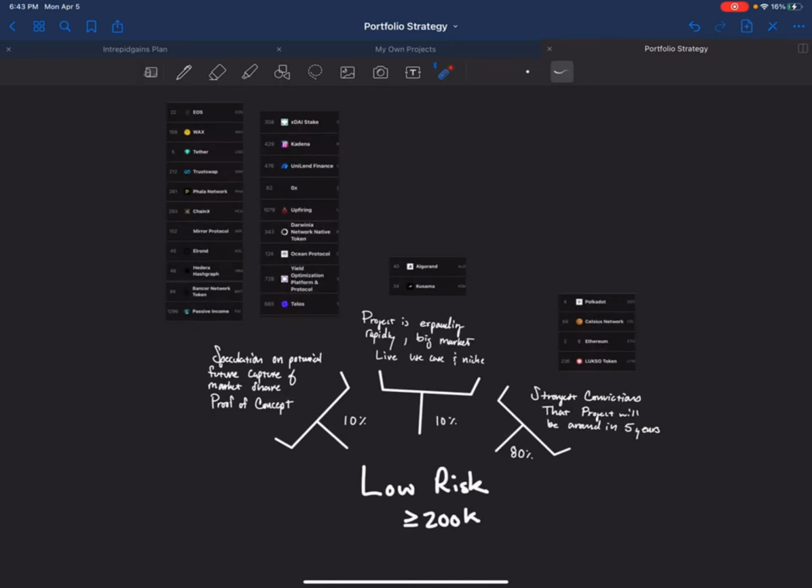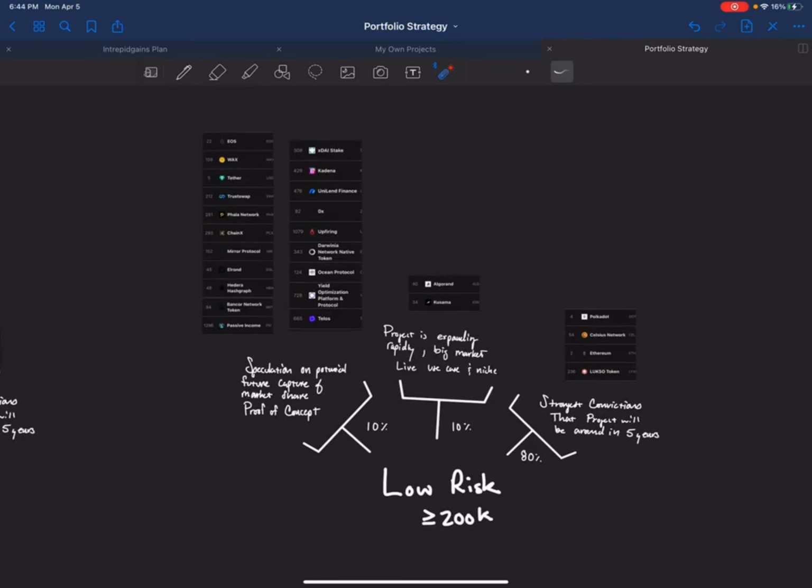So let's go ahead and go into the low risk. This is if you have greater than 200,000, and the portfolio would look like this. You would have strong convictions that the projects will be around in 5 years. These are projects that are well researched and that you have a strong conviction about. Depending on your strategy, but this is my strategy. Everything here is just my particular strategy, right?